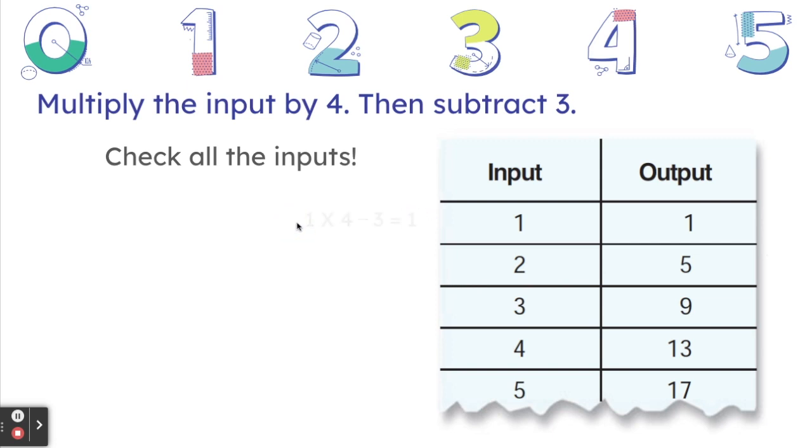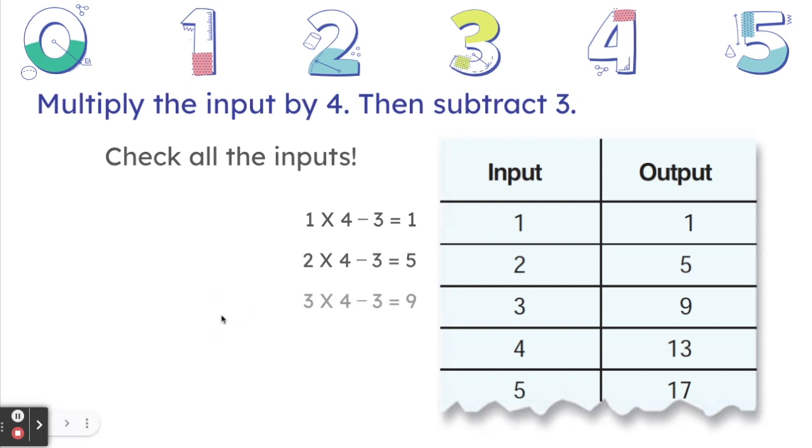So let's check our inputs. 1 times 4 minus 3 equals 1. That's correct, because 1 times 4 is 4. 4 minus 3 is 1. So our input and our output match what they're supposed to be. If our input is 2, we have to do 2 times 4, which makes 8. 8 minus 3 gives us 5, and our output is 5. We just went through this one, so we know it's correct.